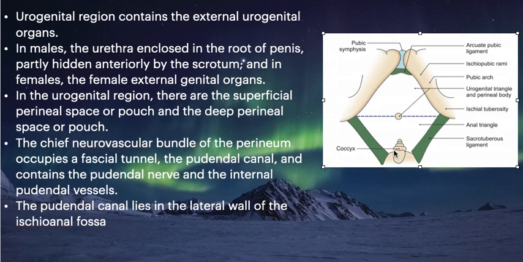The chief neurovascular bundle of the perineum occupies a fascial tunnel, the pudendal canal, that is containing the pudendal nerve and the internal pudendal vessels. The pudendal canal will also be dealt with in detail. The pudendal canal lies in the lateral wall of the ischioanal fossa. We'll do this in detail later on.